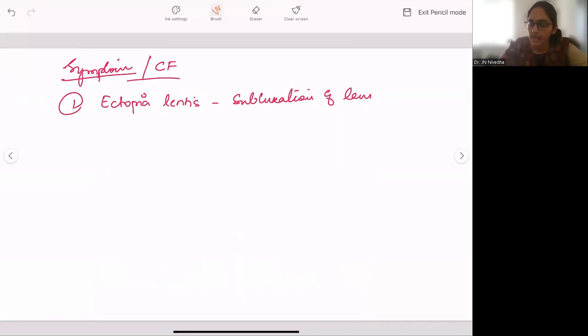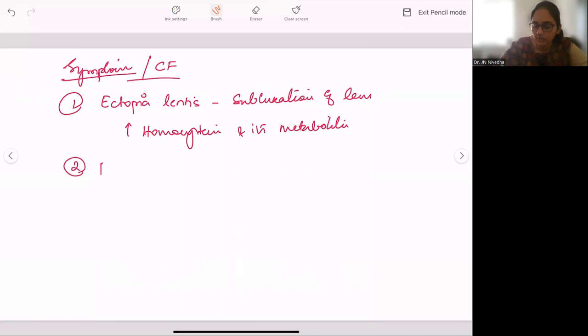So how does this happen? Because there is increased homocysteine, okay? Increased homocysteine, is it not? And its metabolites can weaken the zonular fibers of your lens and weaken the lens. So the lens is not in its position. This is called ectopia lentis.